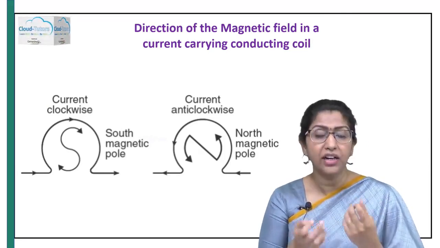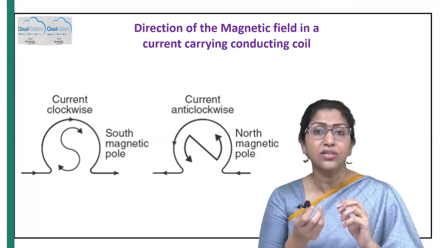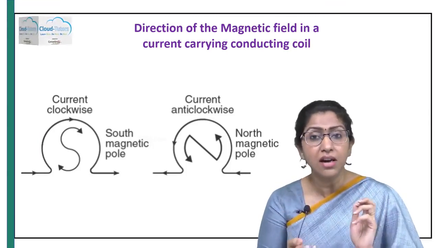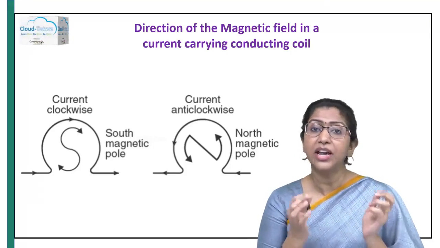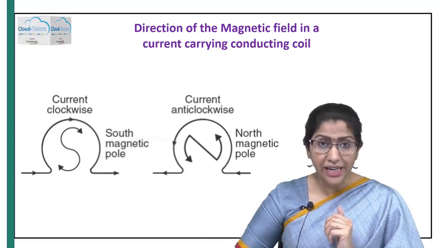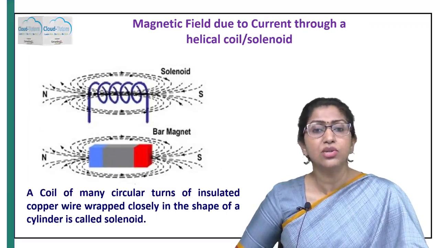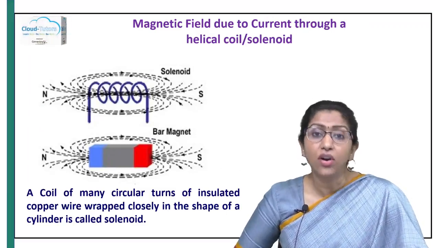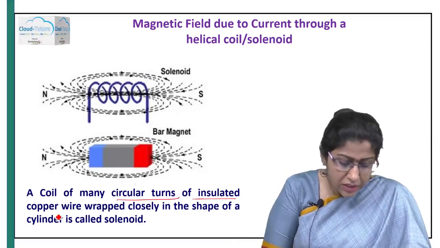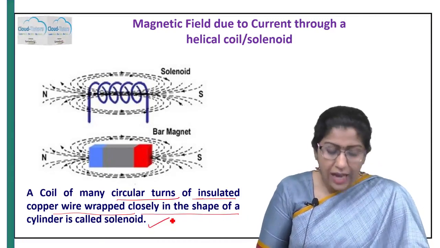So what is happening here? When we reverse the direction of the electric current, the induced magnetic field also reverses its direction, and hence we can reverse the poles of this electromagnet, which we cannot do in our permanent magnets. Which brings us to another kind of electromagnet that is used very commonly, that is a solenoid. What is a solenoid? A coil of many circular turns of insulated copper wire wrapped closely in the shape of a cylinder is called a solenoid.